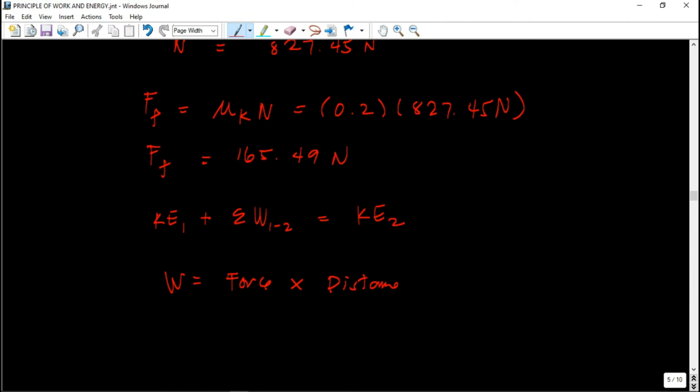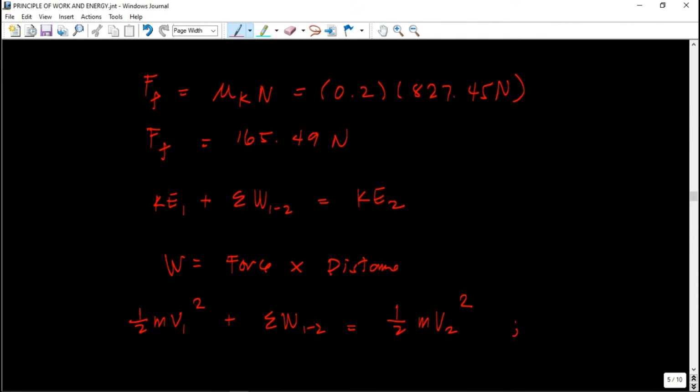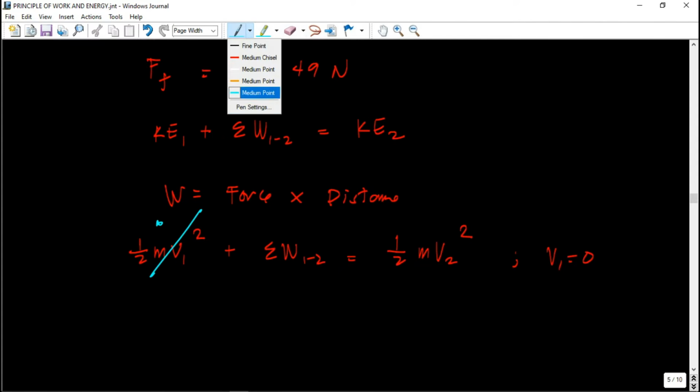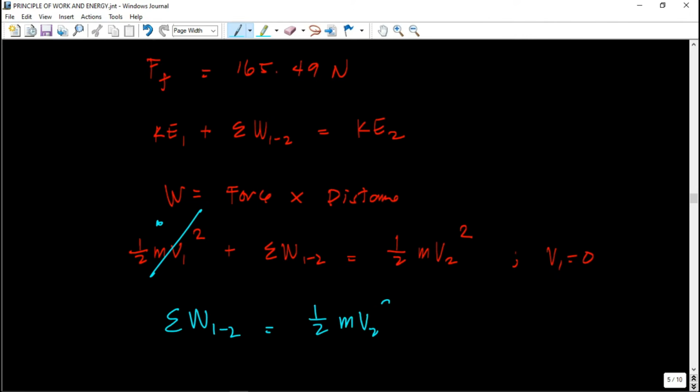So this is KE1, that is 1/2 mass times V sub 1 squared, plus the summation of work from 1 to 2, that is equal to kinetic energy at state 2 or the final position, that is 1/2 m V sub 2 squared. Here, our V1 is 0, so this will cancel out. This just becomes the summation of work from 1 to 2 is equal to 1/2 m V sub 2 squared. Mass is given, V sub 2 is given. We extract the distance from the summation of work.